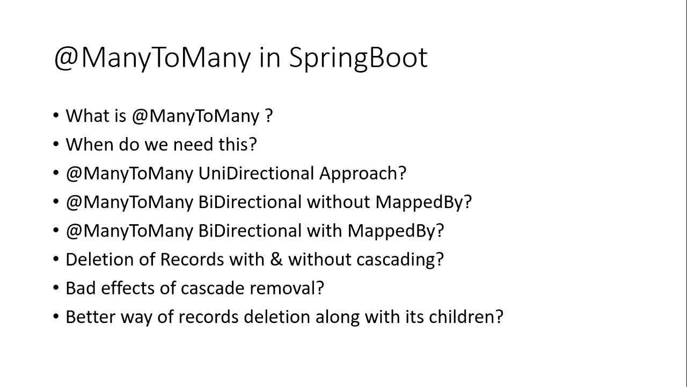So this @ManyToMany, if so, how? And similarly, what about the bidirectional approach? @ManyToMany with bidirectional association, with mappedBy and without mappedBy, how it works internally. And similarly, deletion of records with and without cascading. Is cascading really required for the deletion of records? That also we are going to discuss.